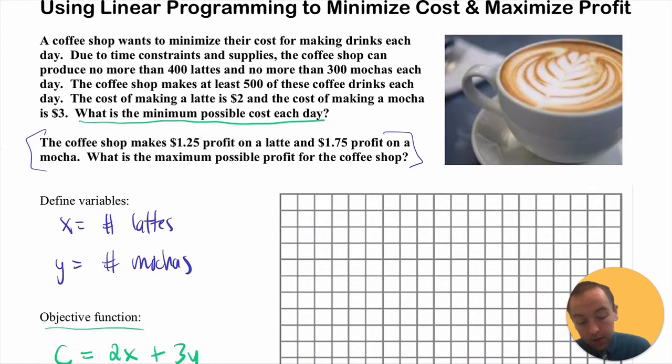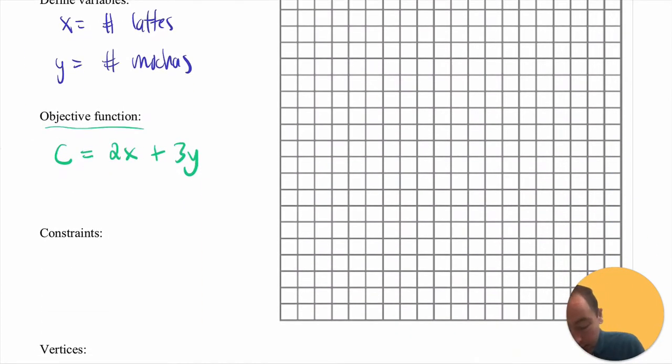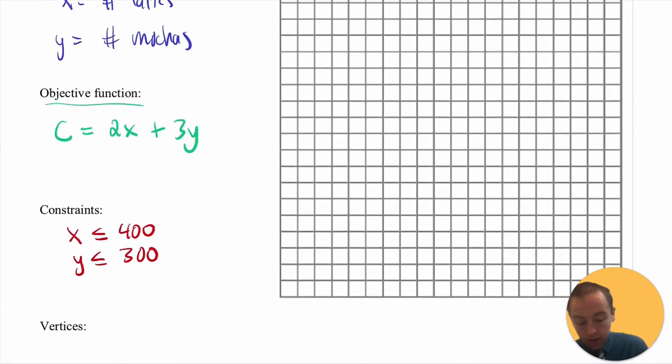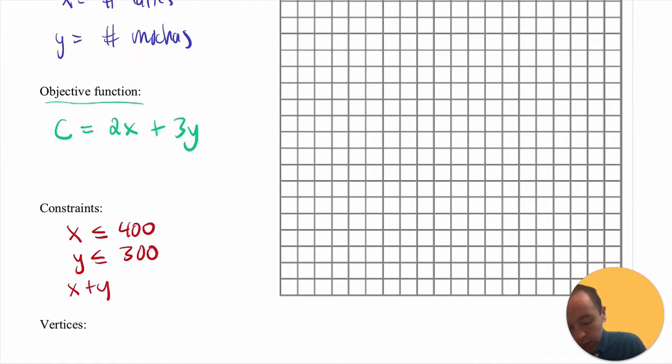All right, so there are some constraints that we also want to consider here. It says that they can make no more than 400 lattes and no more than 300 mochas on any given day. So the number of lattes needs to stay at or under 400, and the number of mochas needs to stay equal to or underneath 300. But we also want to still make at least 500. They do want to make some profit and sell at least a minimum amount. So they want to sell 500 coffee drinks each day. So the number of lattes plus the number of mochas needs to be equal to or greater than 500. And that gives you the different constraints. Now let's go ahead and graph and see what we get.